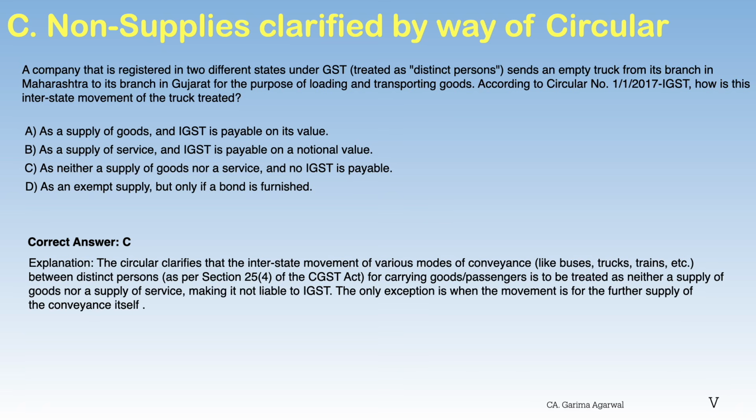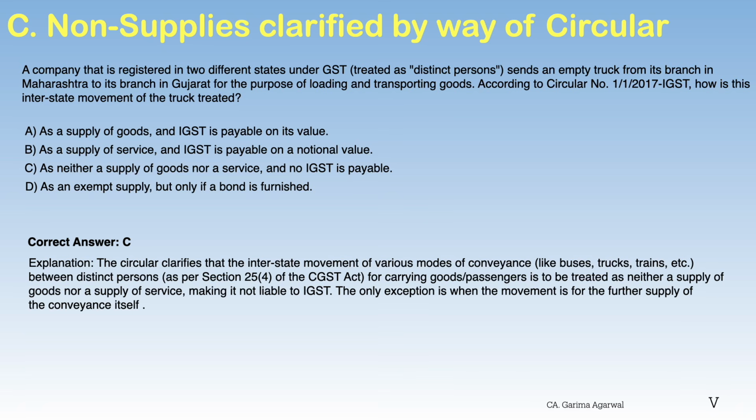A. As a supply of goods and IGST is payable on its value. B. As a supply of service and IGST is payable on a notional value. C. As neither a supply of goods nor services and no IGST is payable. D. As an exempt supply but only if bond is furnished. So the correct answer is C. And what is the reason?